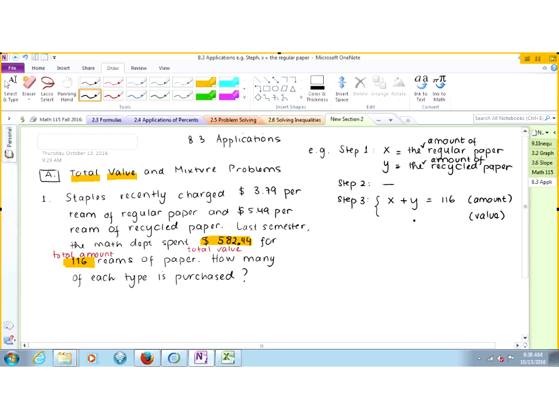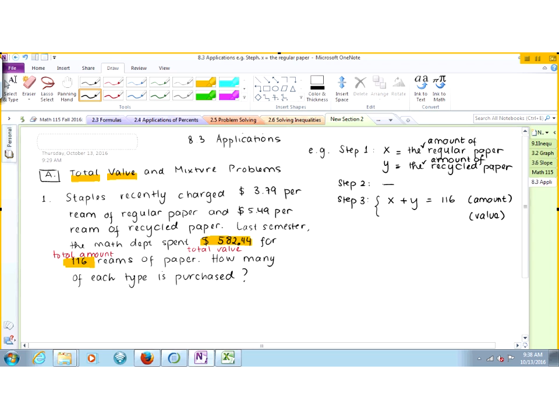Which one? 3.79. Yes, not 5.49, right? So 3.79 for regular paper. If I buy 1 ream, how much do I pay? 3.79. If I buy 2 reams, how much do I pay? 3.79 times 2. If I buy 10 reams, how much do I pay?